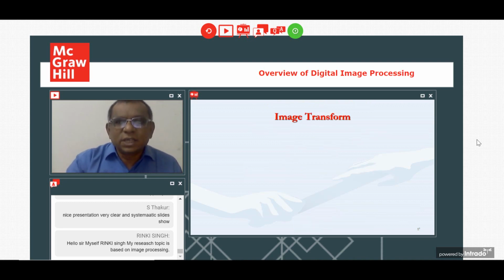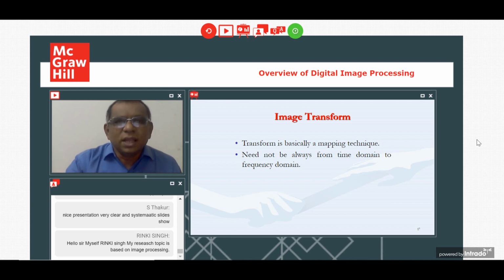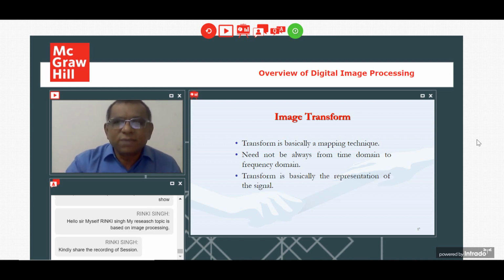First, we will discuss transform. Transform is basically a representation of the signal. In this case, it is an image. The image is represented in terms of the basis function. Representation is through basis function. Different basis functions give rise to different transforms.